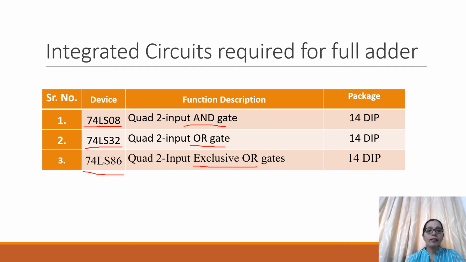And all these ICs are called 2 input, that is, they have 2 inputs and 1 output. Again 2 input and 1 output, like this. And total how many pins are there? 14. 14 dual inline package. So these are the ICs that we will need for full adder of 74 series: 7408, that is Schottky 2 input AND gate, 7432, that is Schottky 2 input OR gate, and 7486, that is Schottky 2 input XOR gate.